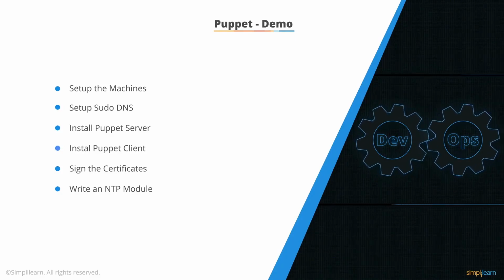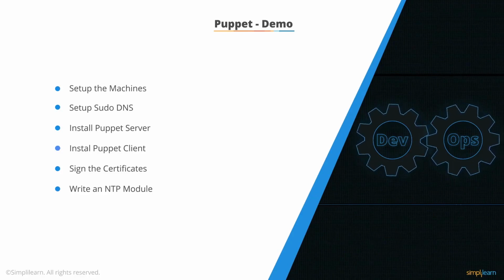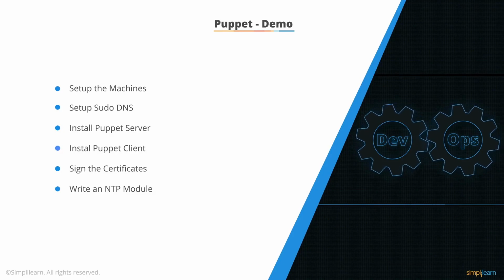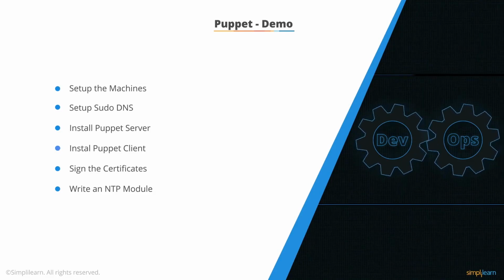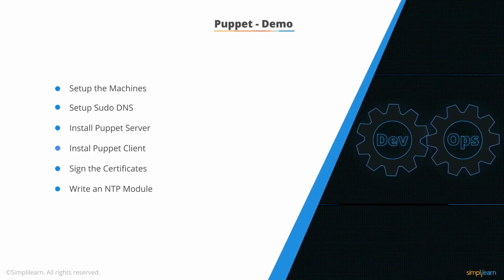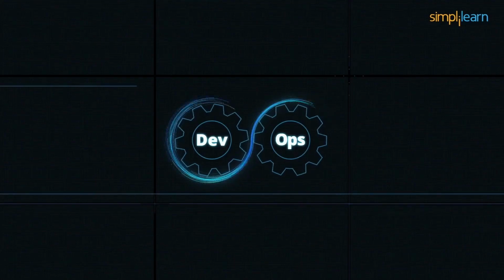Now, we are going to look at a demo here. So we will be setting up the machines. We'll set up a fake DNS locally because Puppet requires a fully qualified domain name in order to run, since there is certificate communication taking place here. We will be installing the Puppet server and the Puppet client. We'll be signing the certificate, and finally we will write an NTP module and make it run.